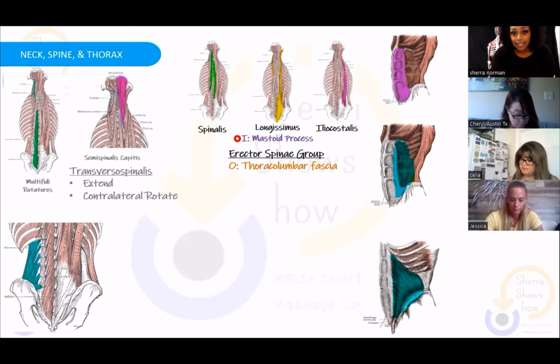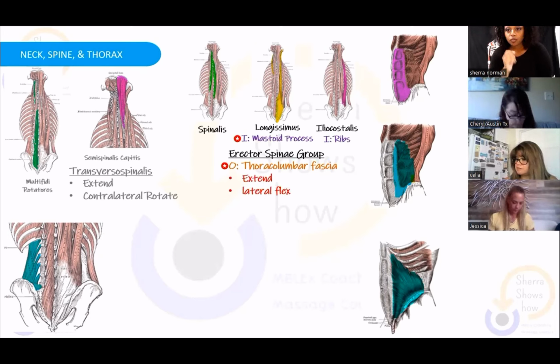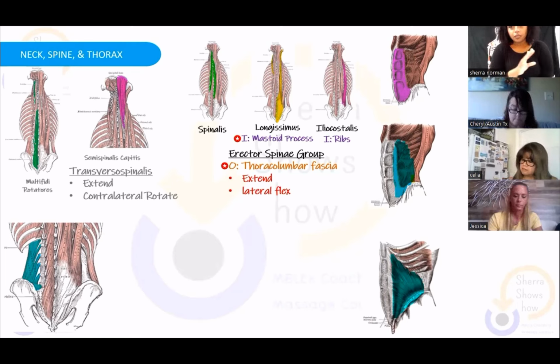And then iliocostalis goes to the ribs, but it says that right in the name, ilium to the costal, to the ribs, okay? They are not spinal rotators. They simply extend and laterally flex. When they bilaterally contract, which means both sides contract, they extend the back. When they unilaterally contract, you get side bending or lateral flexion, but they do not rotate, okay? Straight up and down the back.